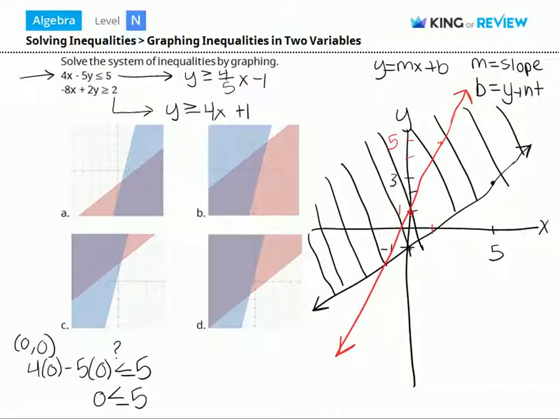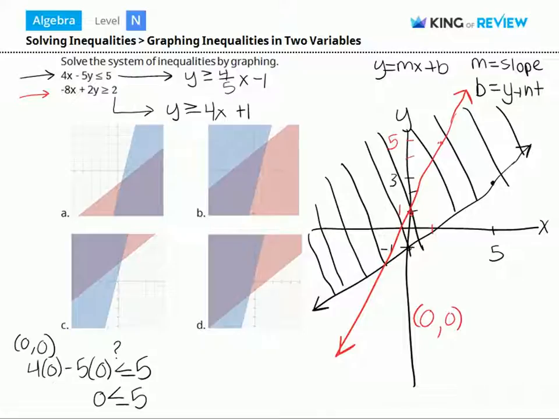Here's our line for our second inequality, and again I need to determine which side of the line to shade. So I'll plug in a point, I'll use the point 0, 0, and I'll plug this into this inequality. Negative 8x plus 2y is greater than or equal to 2.